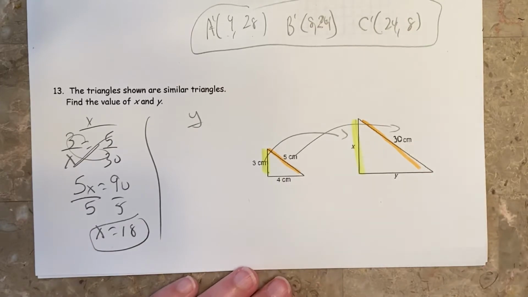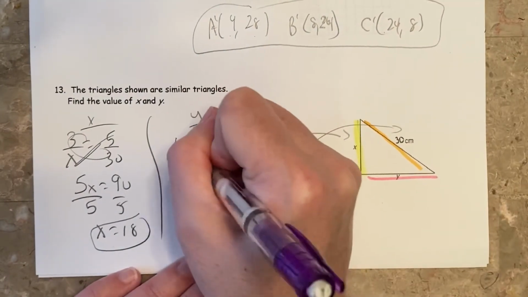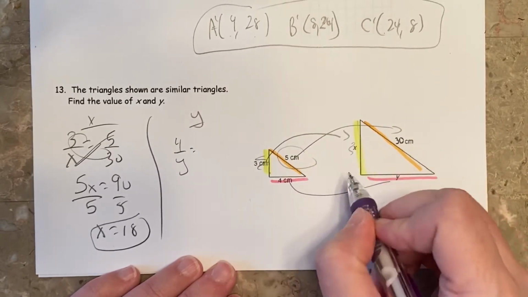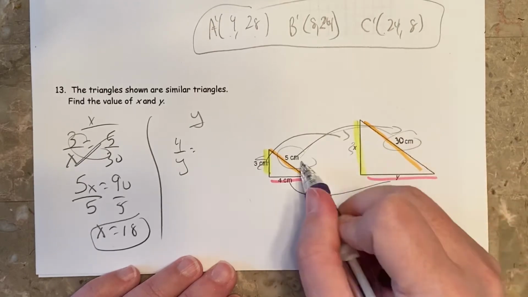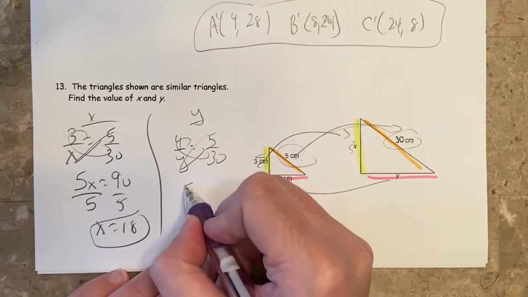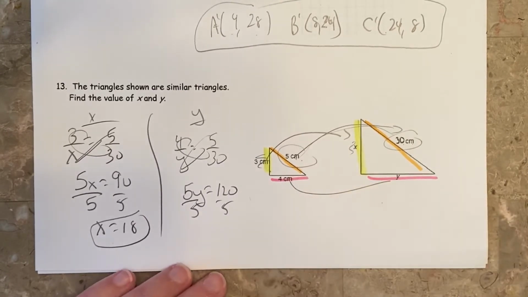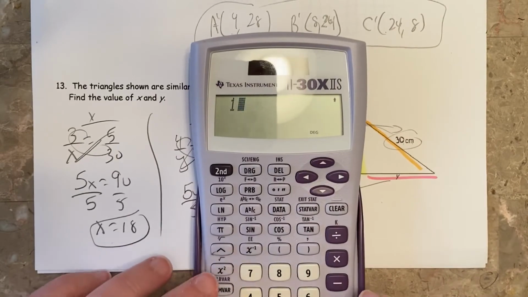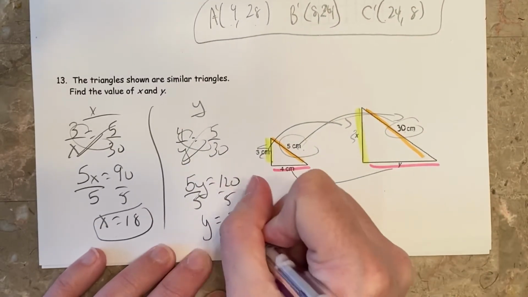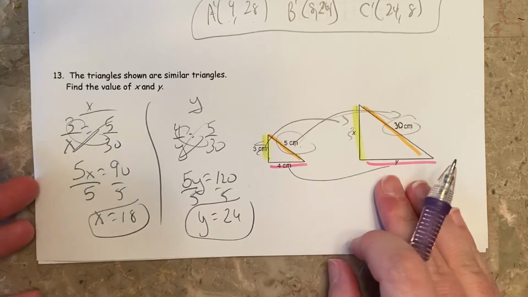So let's try the y. Now we're going to use the other one. We're going to use our corresponding sides that have the y's. And again, we're going to ignore those x's and that 3. We're going to use this one that has both numbers. Okay, cross multiply. So now we have 5y equals 120. Divide by 5. 120 divided by 5 is 24. All right, so if you had 18 and 24, you got both of them correct.